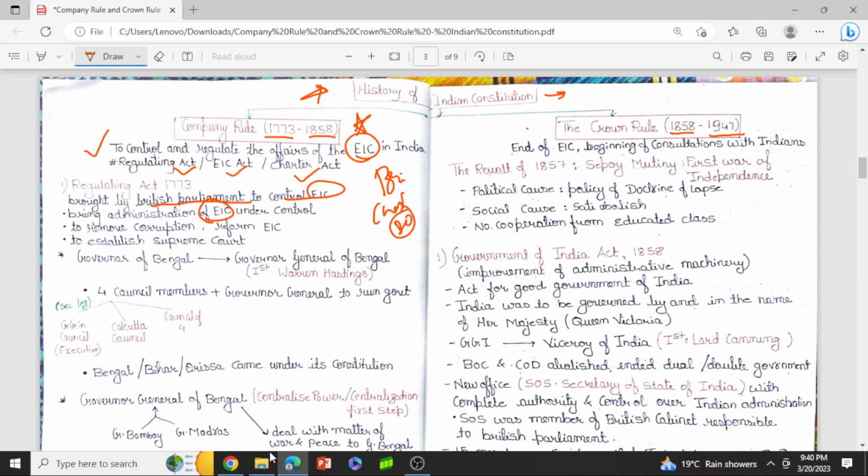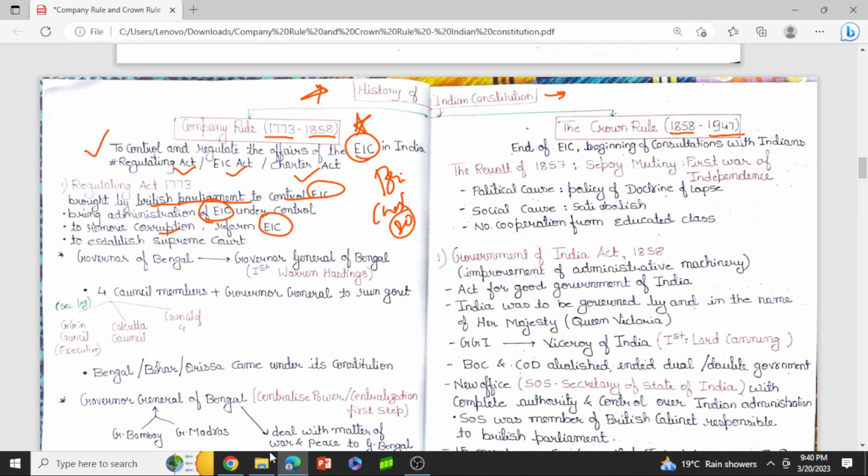The purpose of this Regulating Act was to remove the corruption. Why were they bankrupt? Why were they not able to survive? Because there was a lot of corruption. So in order to remove that corruption and to reform East India Company, the Regulating Act of 1773 came into existence. This Regulating Act is considered to be the foundation of central administration in India.